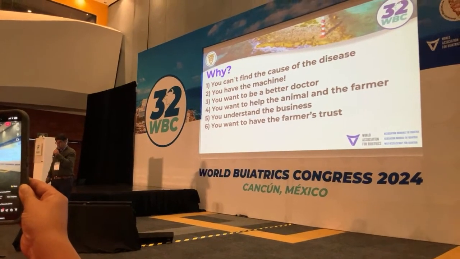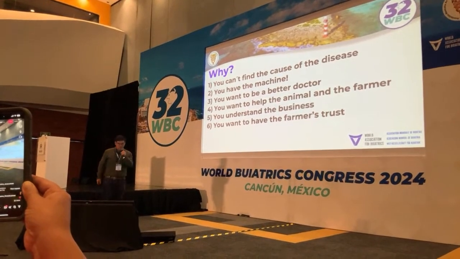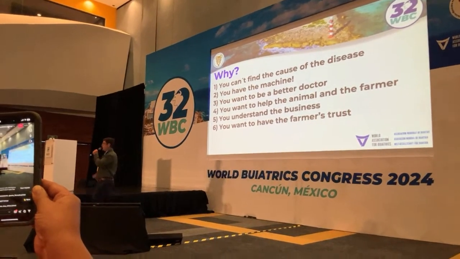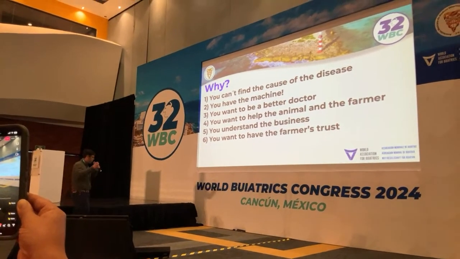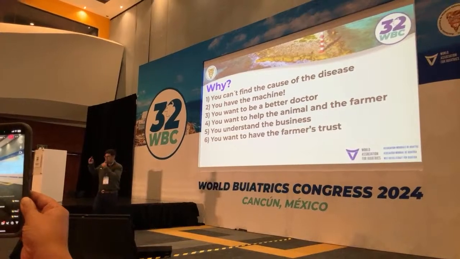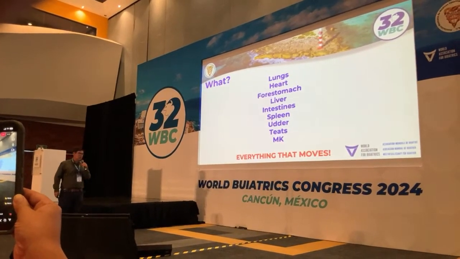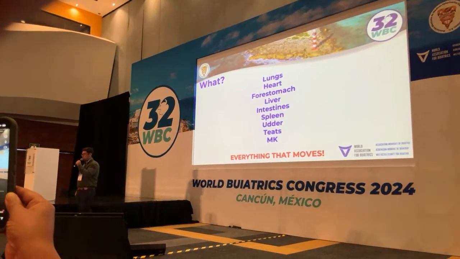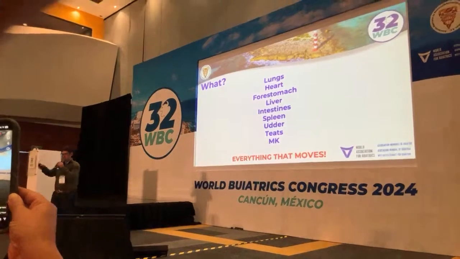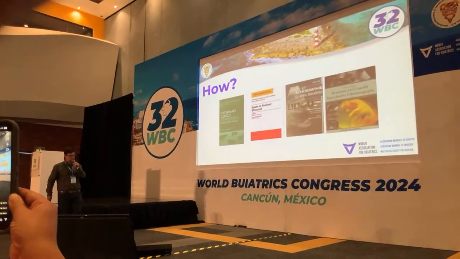Repro is not everything in our lives. You want to help the animal and the farmer. You understand the business, how the business is running. You want to have the farmer's trust. That is the most important thing in our career. What to scan? I'm showing you a list of organs that you can scan with that type of probe, and even more. Basically, all that moves.